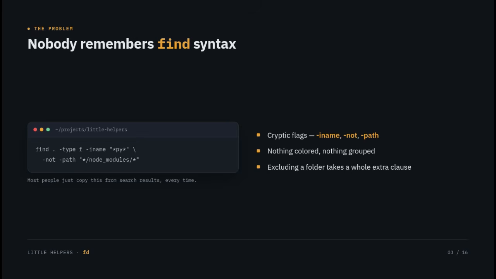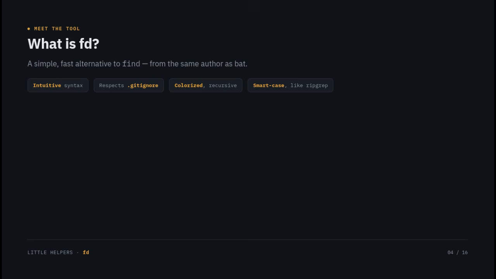year after year. fd is a simple, fast alternative to find, written in Rust, from the same author as bat. It uses intuitive syntax, is recursive and colorized by default, respects your gitignore automatically just like ripgrep, and even applies the same smart case matching you already know from Episode 4. It's built on the same ideas as the tools before it, just aimed at a different, very common job.